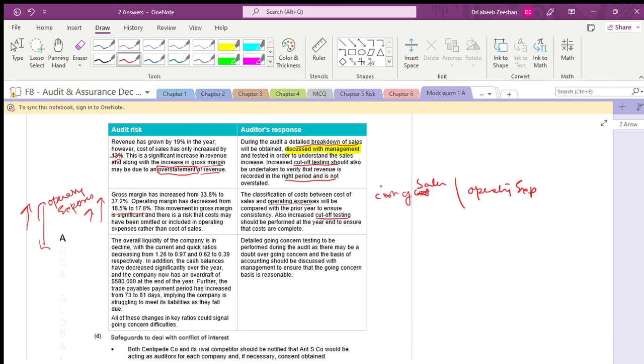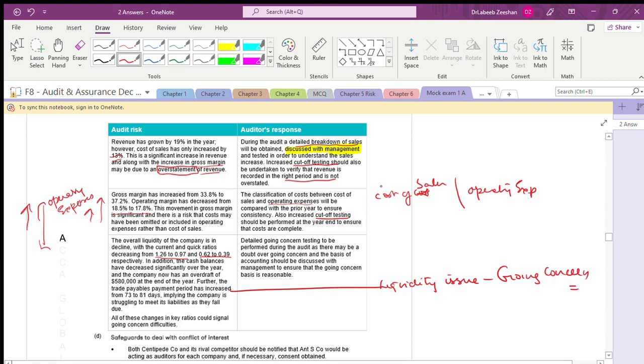The overall liquidity, what happened? It has decreased from 0.36 to 0.39. Is it right? Keep it in mind: whenever a liquidity issue is there, you have to write going concern.